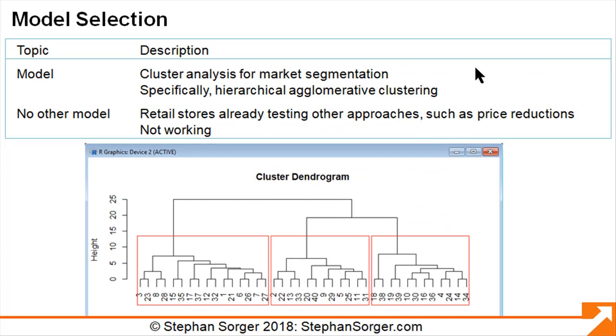In the model selection slide, we state why we selected this particular model and not another, such as pricing analysis. In our case, we want to improve our engagement with the market, so we will apply cluster analysis for market segmentation. Specifically, we'll be executing Ward's model in R for hierarchical agglomerative clustering.